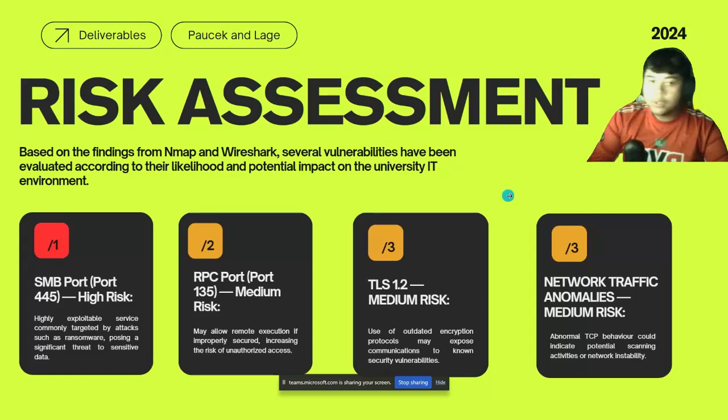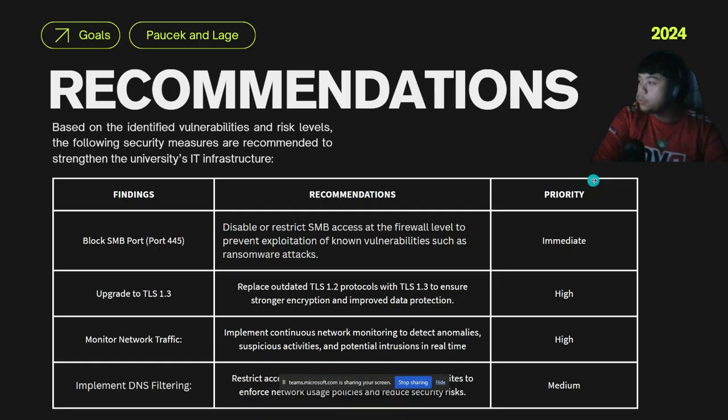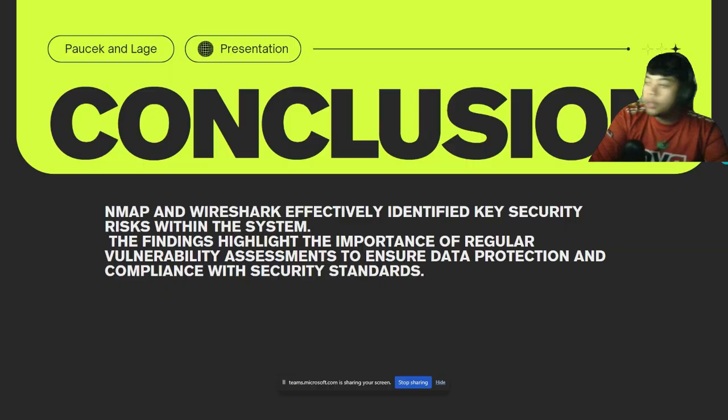So the risk assessment is the same as before, same as Nmap. Recommendations are to block port 445, upgrade to TLS 1.3, and then monitor network traffic, and then implement DNS filtering. So, as for conclusion, Nmap and Wireshark effectively identified key security risks within the system. So it's good to use.